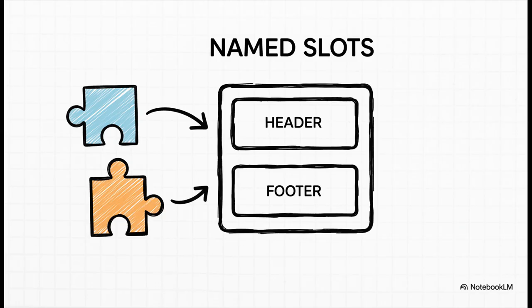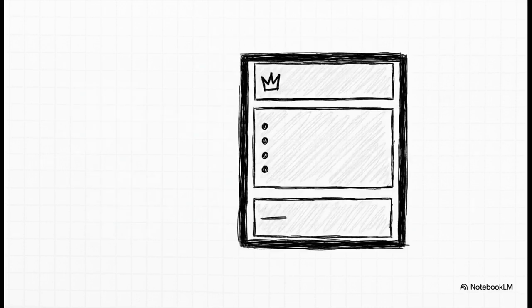You just use regular props. If you need a slot for a header, you make a prop called header. Need a footer? You make a footer prop. You're essentially creating named slots. And look at our slot machine now. It's been upgraded. We still have our good old default children slot for the main body, but now we've added two brand new dedicated named slots, one for our header and one for our footer.